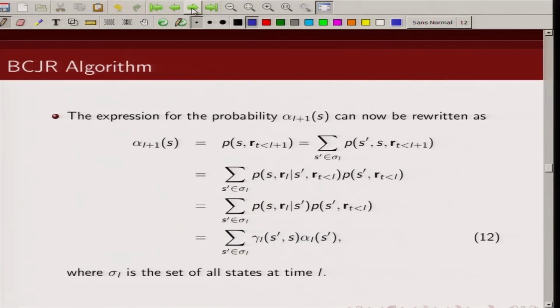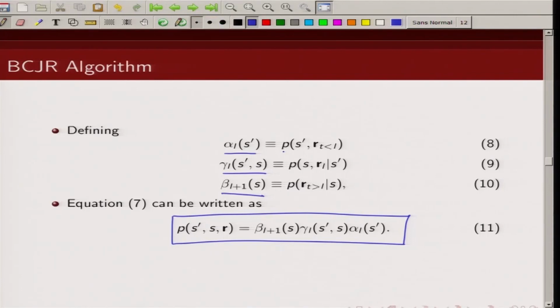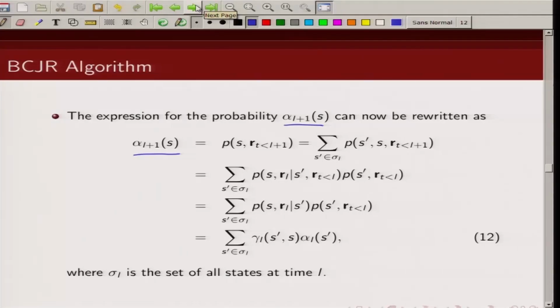So, these alphas can be computed using forward recursion as follows. Let us look at what is alpha L plus 1 of s. Now, go back to our definition. It is a joint probability of being in state s and receiving the sequence at times t less than or equal to L plus 1. So, alpha L plus 1 from the definition can be written like this.